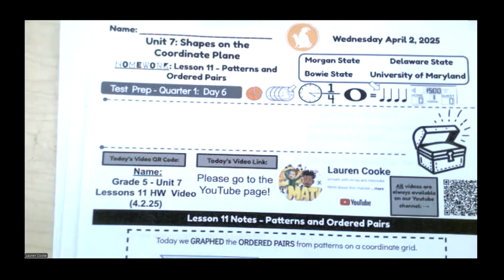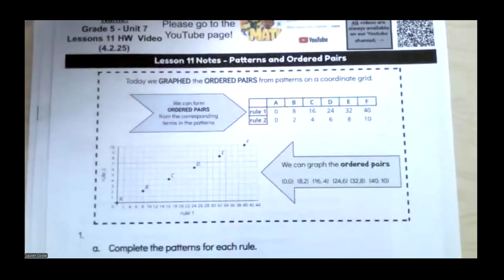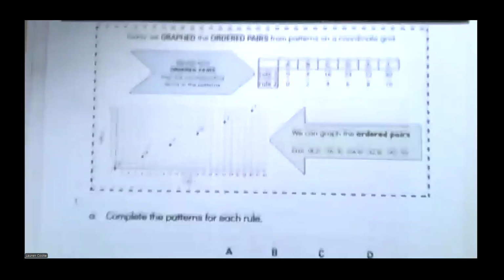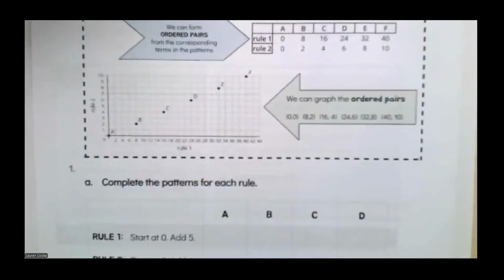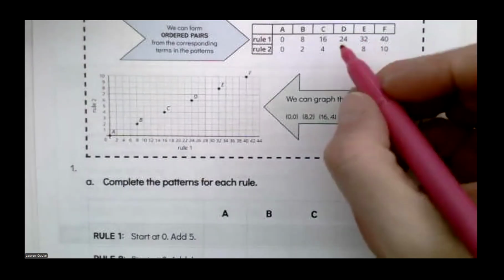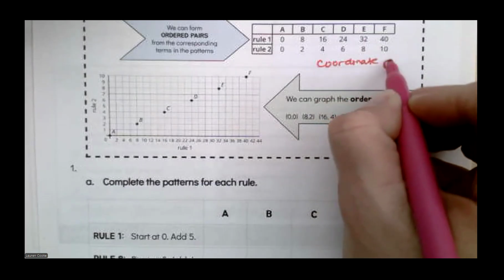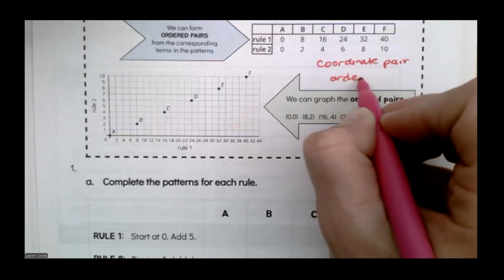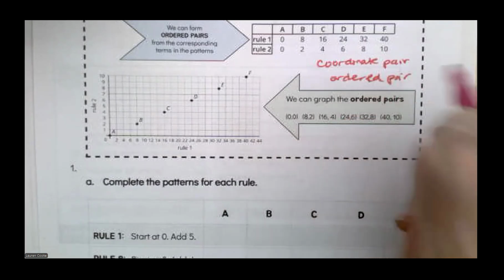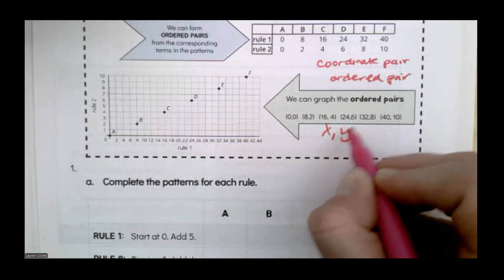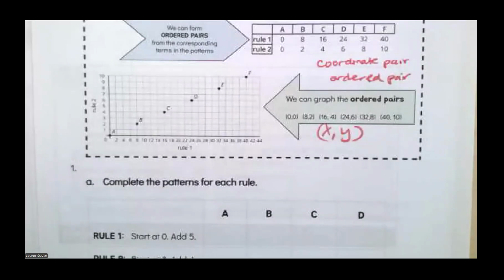All right. So today we continued work on our patterns where we have two rules. And today we're going to turn those rules into ordered pairs. If we remind ourselves, a coordinate pair or an ordered pair is an X, Y point. Like those two coordinates are for one point.